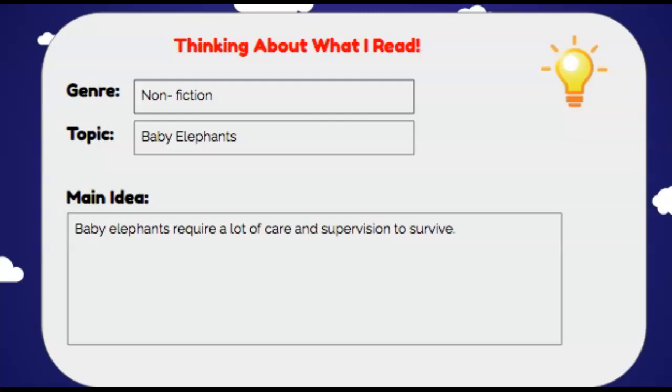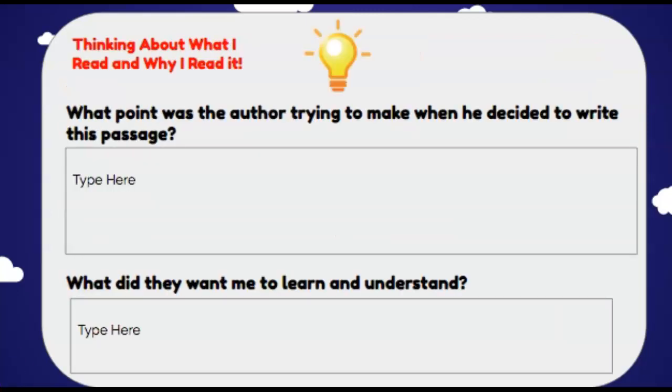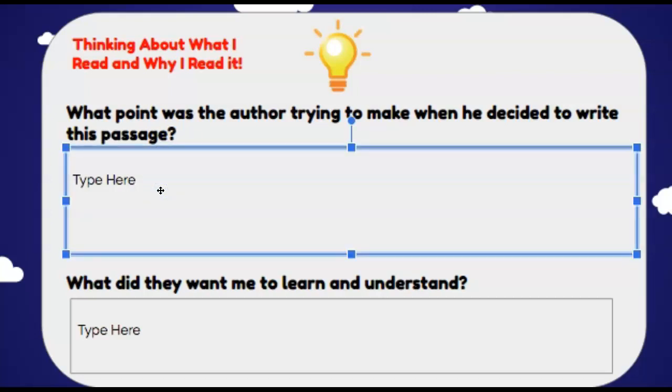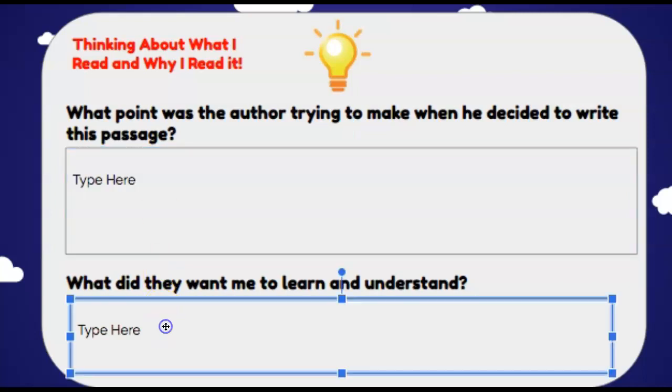Thinking about what I read and why I read it. What point was the author trying to make when he decided to write this passage? What did they want me to learn and understand? So here we're thinking, what point was the author trying to make when he decided to write this passage? So you need to think, why would the author write this passage? What do you think he wanted readers to learn? The next one says, what did they want me to learn and understand? So what do you think the author wanted you to gain from reading this passage about baby elephants?